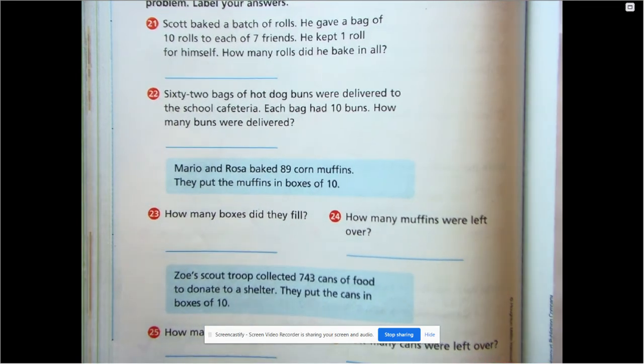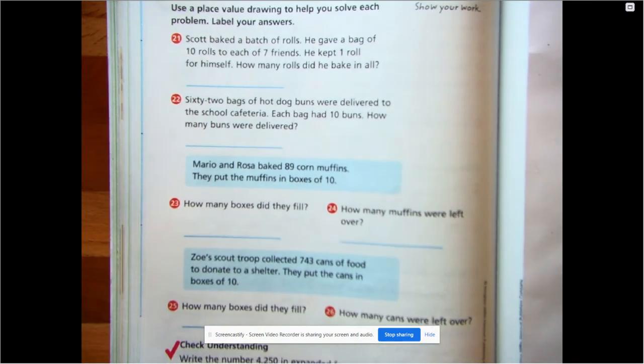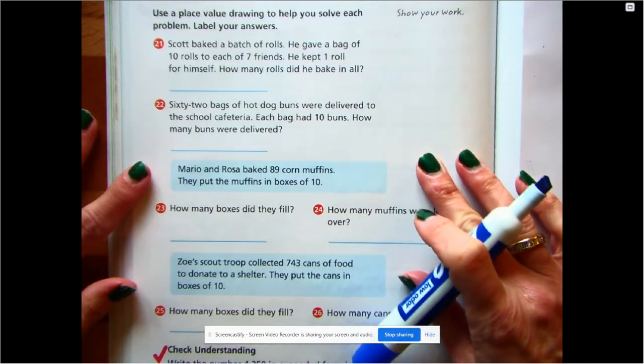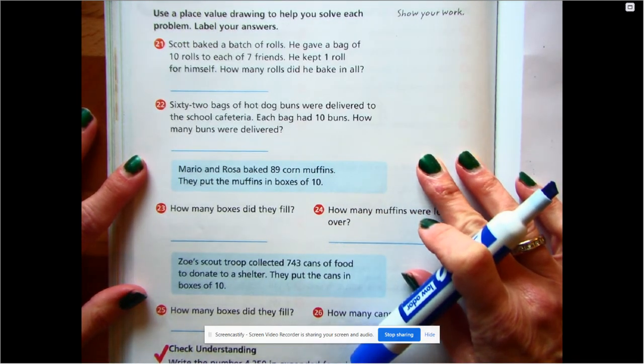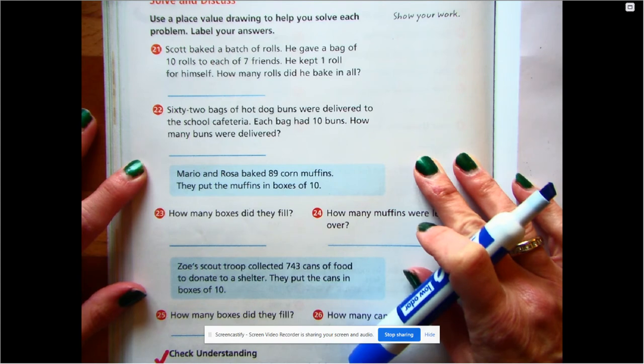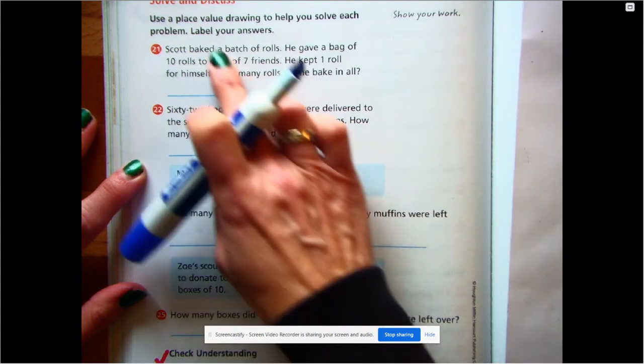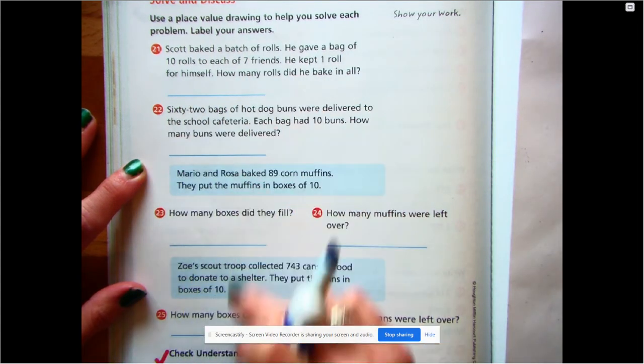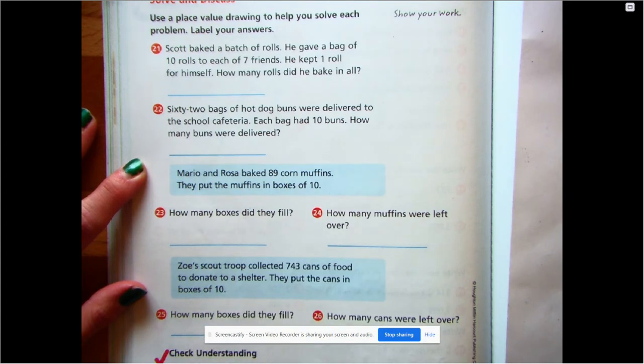So let's look at number 21, and we're on page 192. Remember, you can always pause, right, to catch up. It says to use a place value drawing to help you solve each problem and label your answers. So we're going to do most of them on this page.